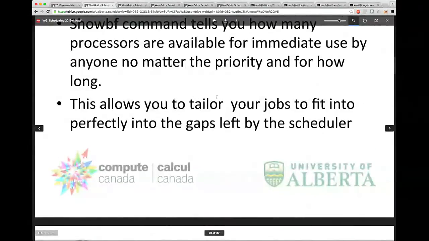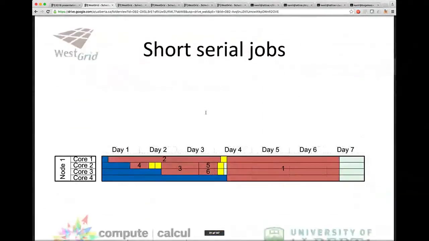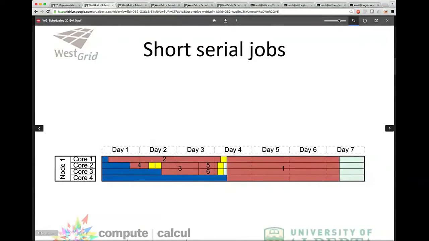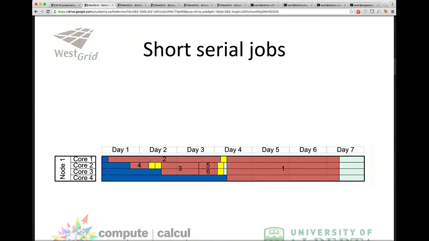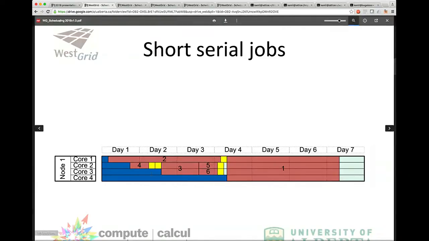Another idea that you could use is you could fill the gaps with short jobs. So if you look at this cluster example and you see these boxes in yellow, these would be 6-hour-long jobs. Or maybe a bit shorter, 4-hour-long jobs. But jobs of 4 hours or 6 hours long could actually fit into the scheduler. If this was the case, in a day and a half, core number 2 would be sitting empty for, I don't know, 6 or 12 hours here.